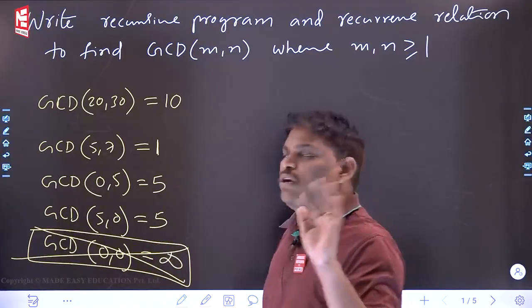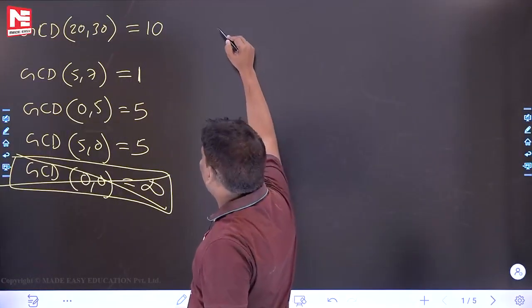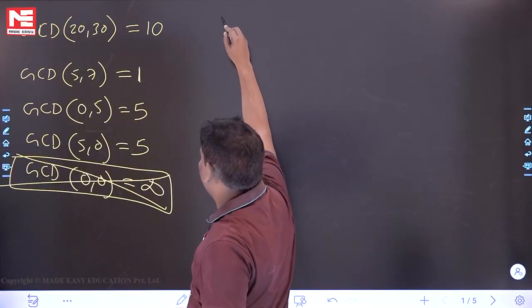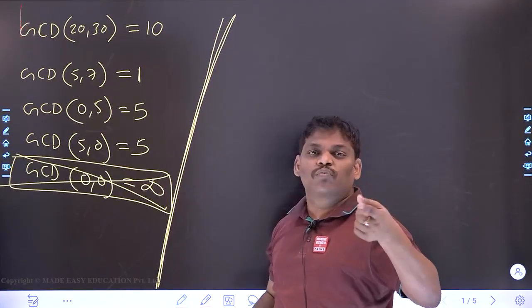Now let's see the major logic. How to find out GCD if both are non-zeros? That is the major one. I am trying this, please listen. One interesting story. Many ways may be there to find out GCD.